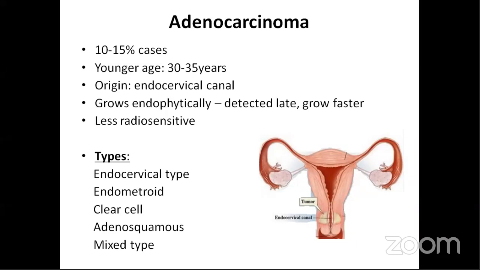Such carcinomas, adenocarcinoma, are known to grow very fast. And this adenocarcinoma is less radiosensitive, so you need to go in for surgery. And the various types of adenocarcinoma based on histology are endocervical type, endometrioid type, clear cell, adenosquamous, and mixed type.